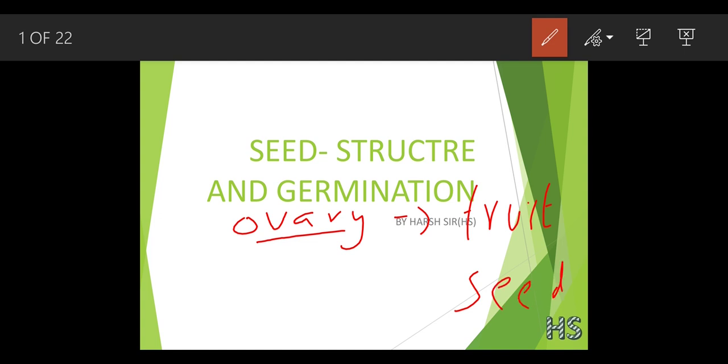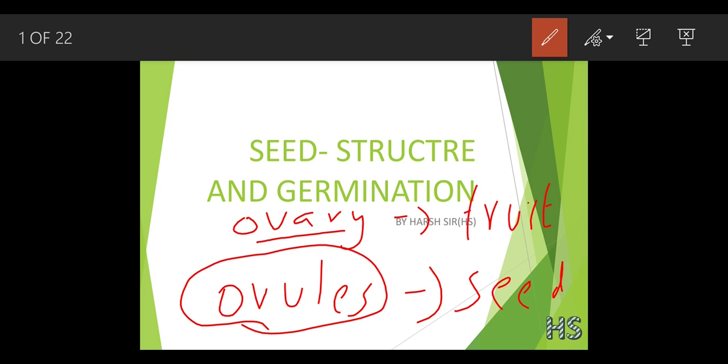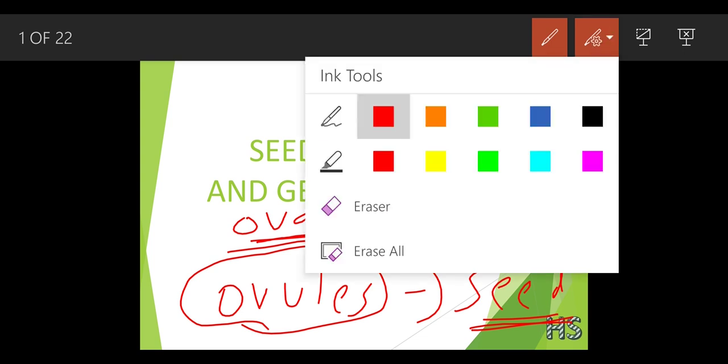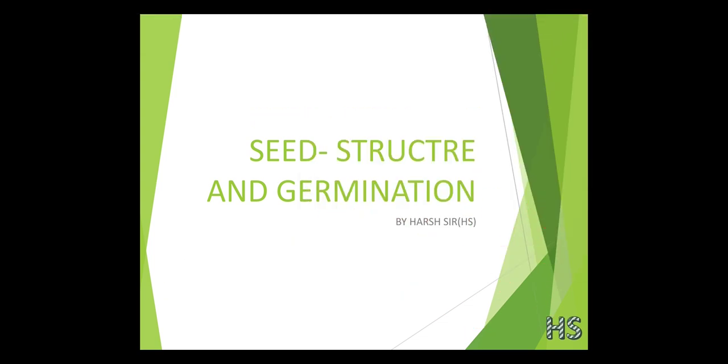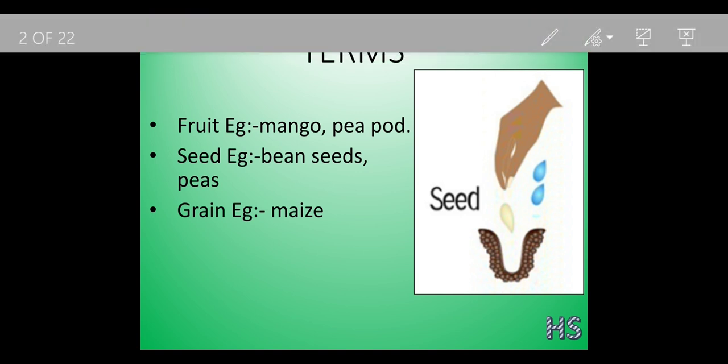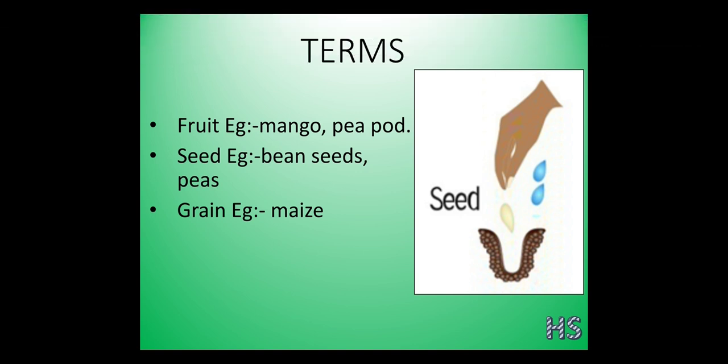What are the seeds? How are the seeds formed? Due to the presence of the ovules. This was the basic understanding we should have. When ovules become mature, they get converted into the seed, and when the ovary becomes mature, it gets converted into a fruit. Now let's move to some terminology. We have written here: fruit, seeds, grain.